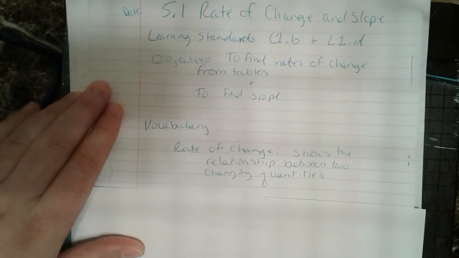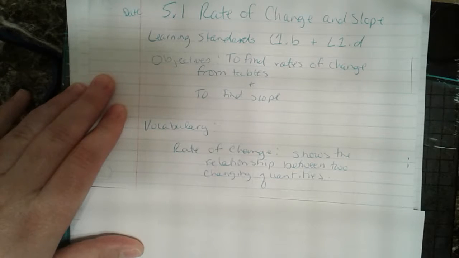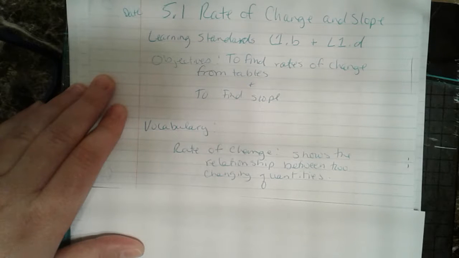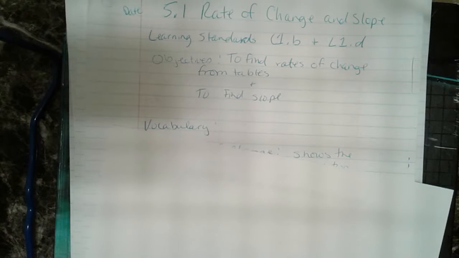Vocabulary: rate of change shows the relationship between two changing quantities. Remember that the word quantities means anything that can be counted or measured. So when we're talking about the rate of change of something, we're talking about something that I can actually see growth in or see decay in. Temperature rises and declines, right? I can measure the temperature. So that is the quantity. I can see the rate of change that the temperature does from the morning to the afternoon.